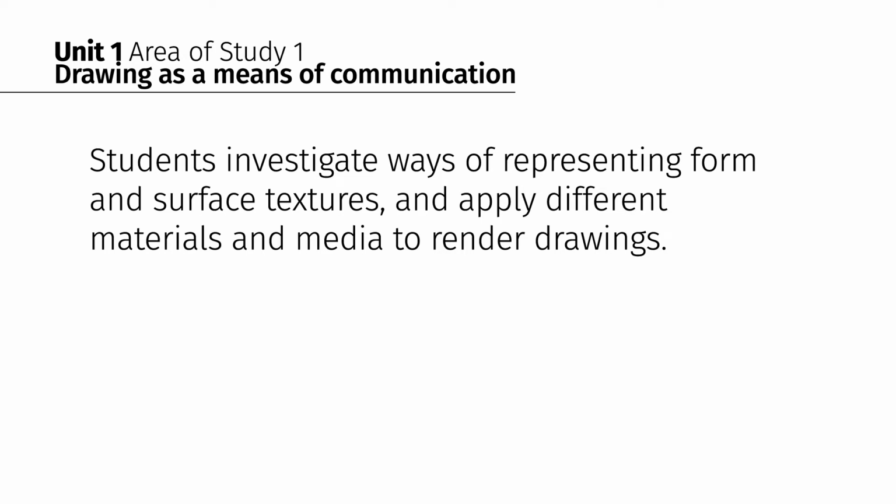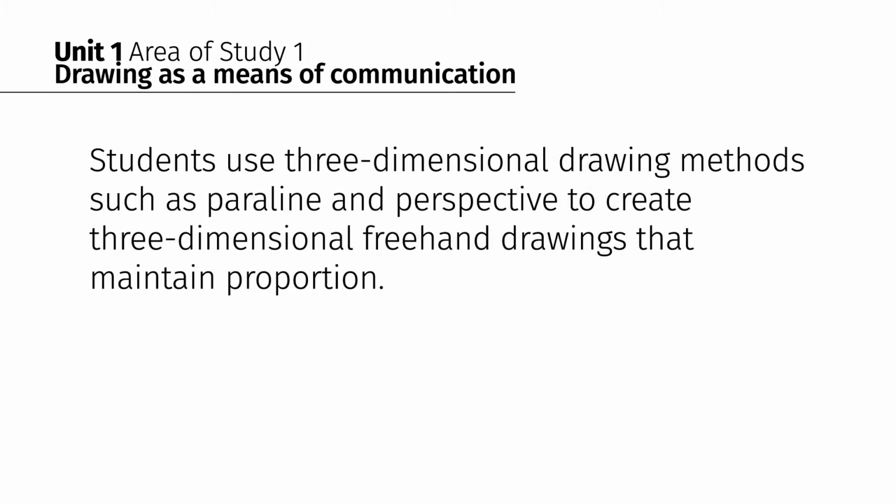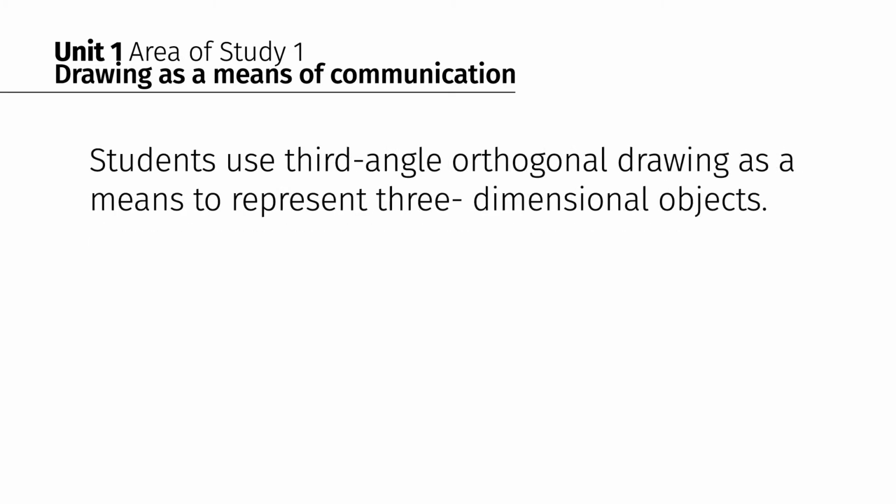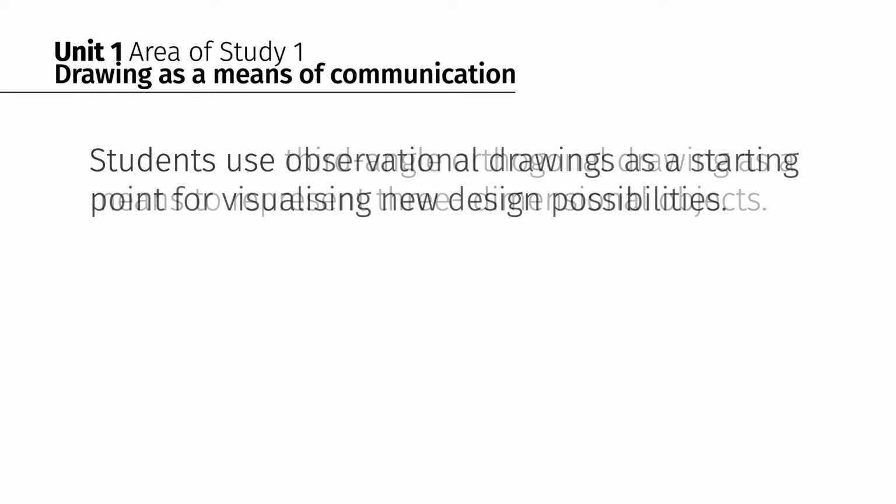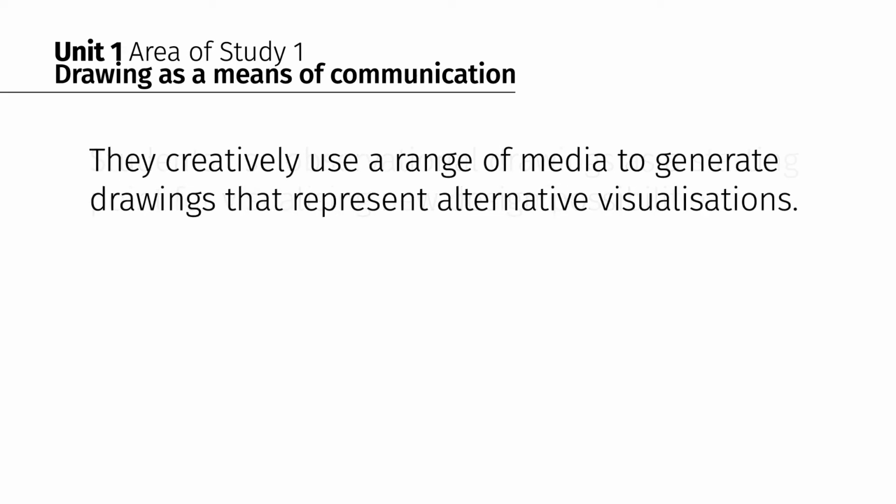Students investigate ways of representing form and surface textures and apply different materials and media to render drawings. Students use three-dimensional drawing methods such as paraline and perspective to create three-dimensional freehand drawings that maintain proportion. Students use third-angle orthogonal drawings as a means to represent three-dimensional objects. Students use observational drawings as a starting point for visualizing new design possibilities. They creatively use a range of media to generate drawings that represent alternative visualizations.